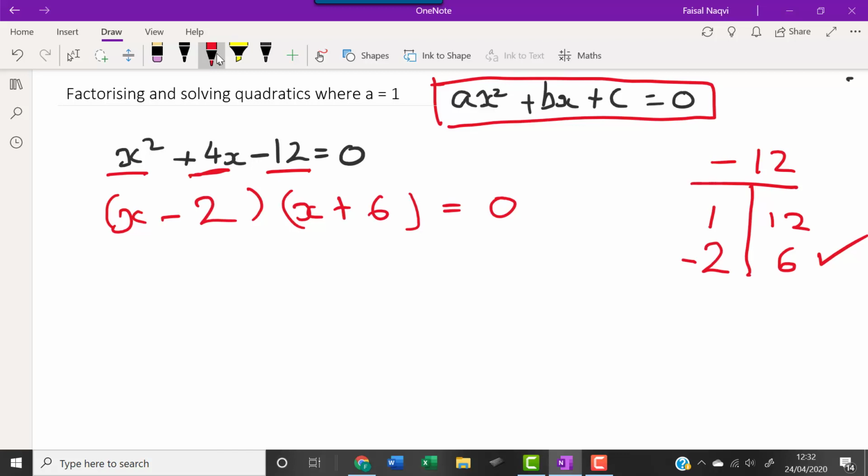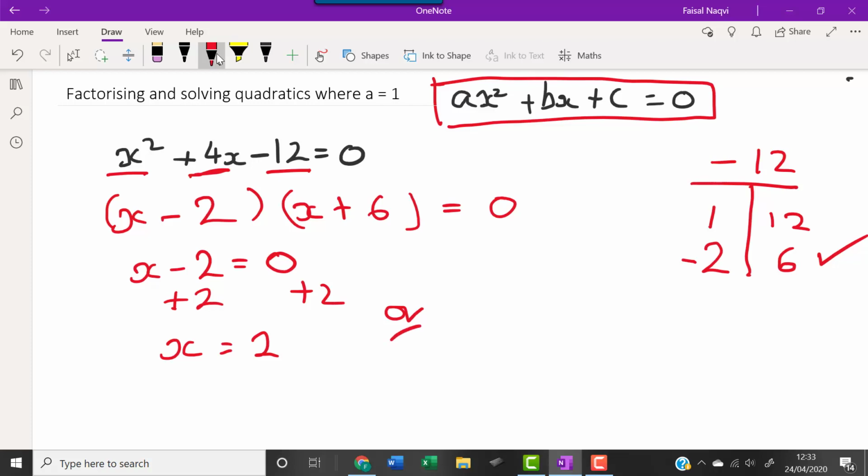I've now got to solve it. So I take one bracket at a time. I've got x minus 2 equals 0. I've got to get x on its own, so I've got to get rid of the minus 2. The opposite, or the inverse, of minus 2 is plus 2. So I have to add 2 to both sides. That gives me x equals 0 plus 2, which is 2.